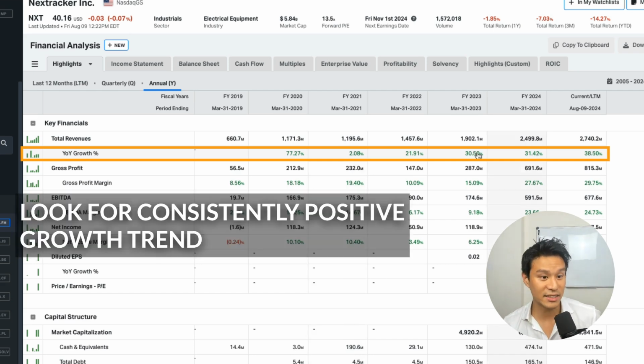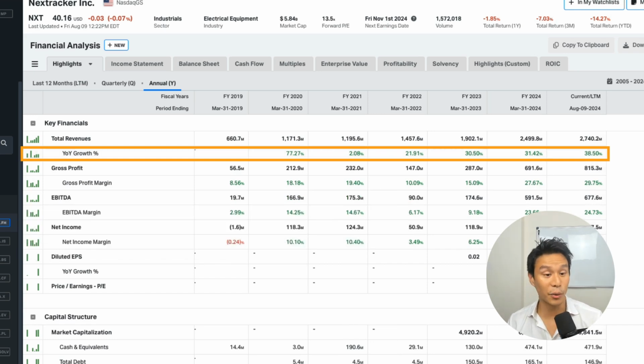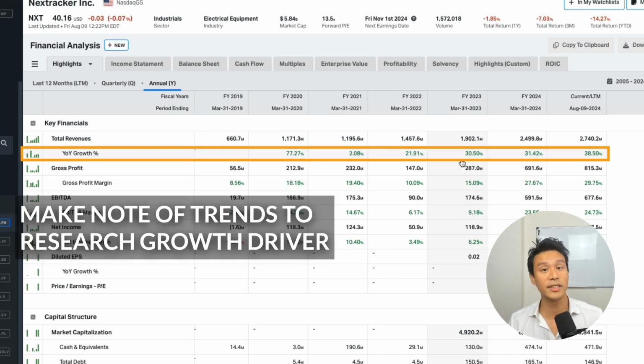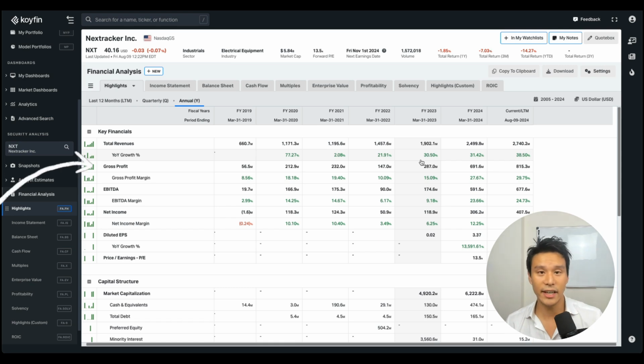Ideally, I want to see a consistently positive growth rate, and that is indicative that the business can probably keep growing in the future. But overall, I like that it's growing really fast. It suggests that there's a lot of demand for this company's products and services. 20-30% is really great growth rates, but I want to understand what's really driving that growth. Second thing is gross margin.